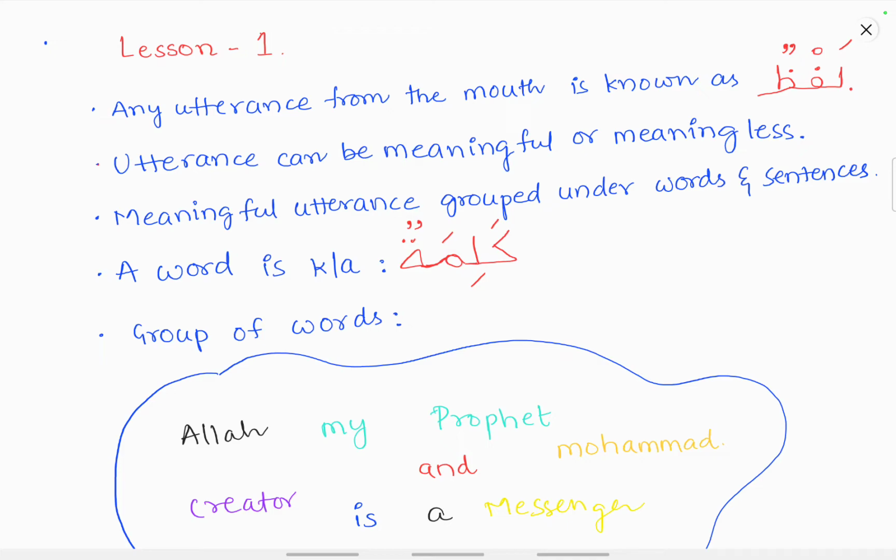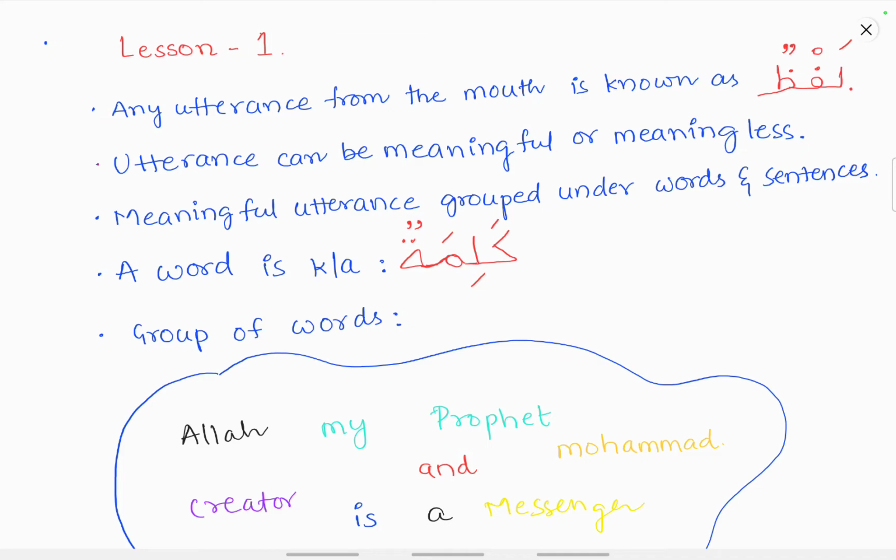Today we will be starting with our Quranic grammar course. In this we will be going through the grammatical rules in understanding the Quranic ayats. So today we will start with the introduction of our Arabic grammar course.